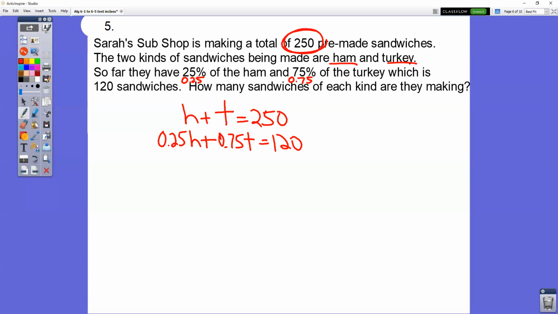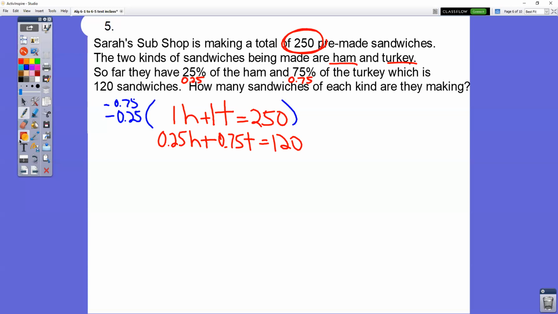Now, again, there's a couple different ways that you could do this. We could use decimals. You could create opposites with your H's. Remember that this is really a 1H and a 1T. Anytime there's a letter all by itself, there's really a 1 in front of it. So you could make opposites with your H's by multiplying this top equation by negative 0.25. You could multiply this top equation by negative 0.75 if we wanted to make opposites with our T's.